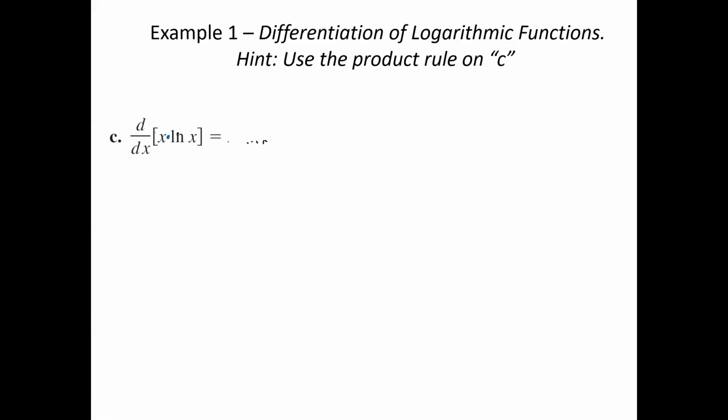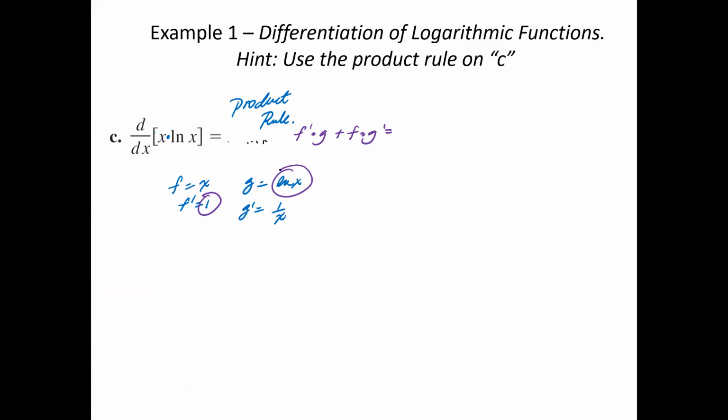So with this one, you do have a multiplication. You would have to use the product rule. So in which case, remember, f is going to be x, f prime equals 1, g is ln x, g prime is 1 over x. So the product rule is going to be f prime times g plus f times g prime. If I replace this, it's going to be 1 times ln x, which is just ln x, plus f times g prime, which is really just 1. And so that is your answer right there.